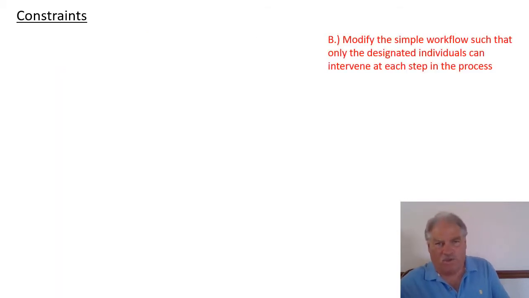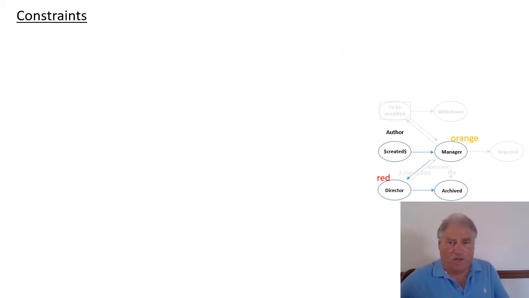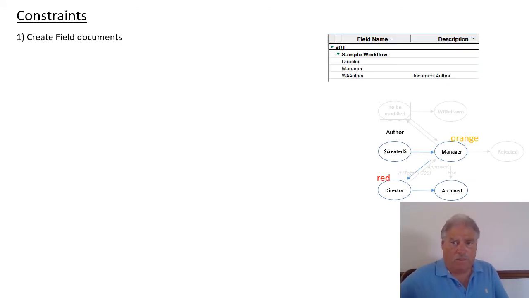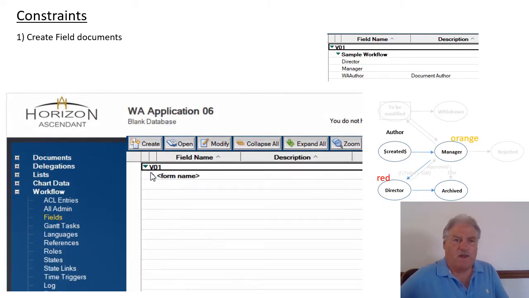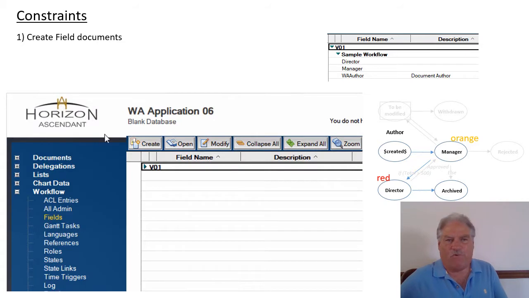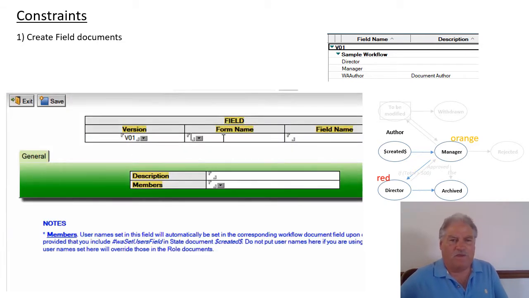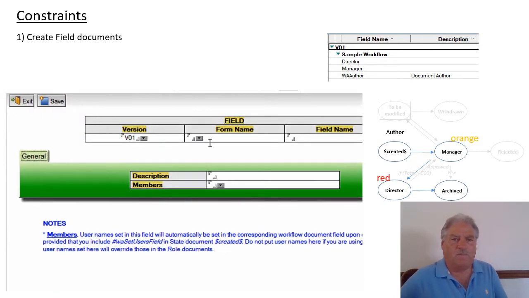Now we'd like to enrich the application by stating that only the designated individuals can intervene at each step in the process. As you can see, orange will be manager and director red. We'll start by creating field documents. This is largely a convenience. We can then select these profiles, roles, constraints as you wish in the state documents and in other areas of Workflow Ascendant, the tool.